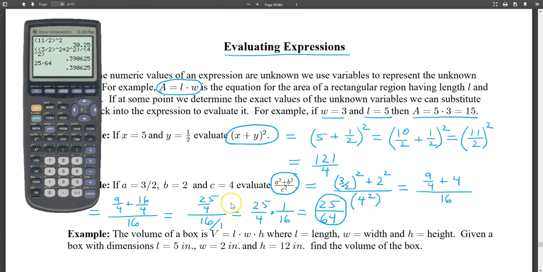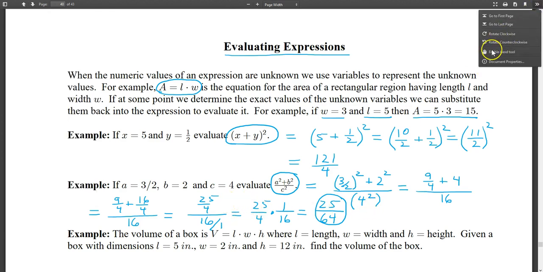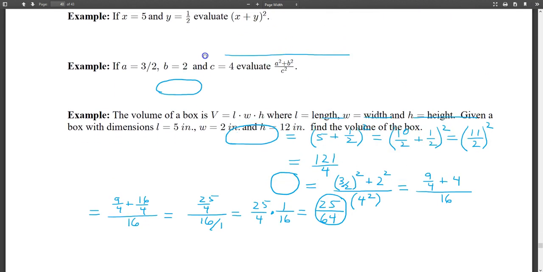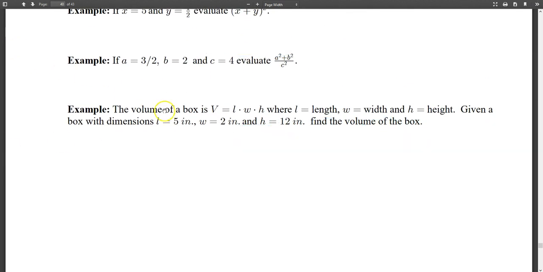Let's take a look at this example. The volume of a box is given by length times width times height. That's our volume formula for a box, where L equals length, W equals width, H equals height, so LWH. Given a box with dimensions length is 5, width is 2 inches, height is 12 inches, find the volume of the box. Well, you just have to substitute those values in for L, W, and H.